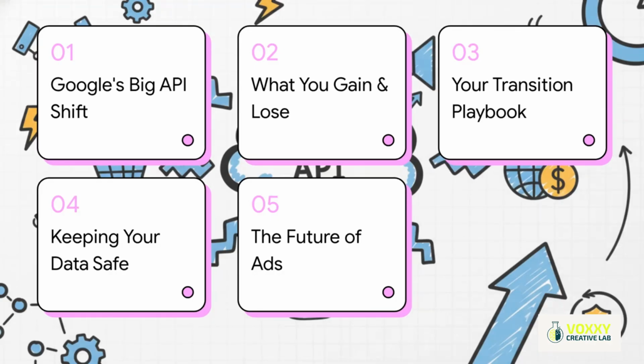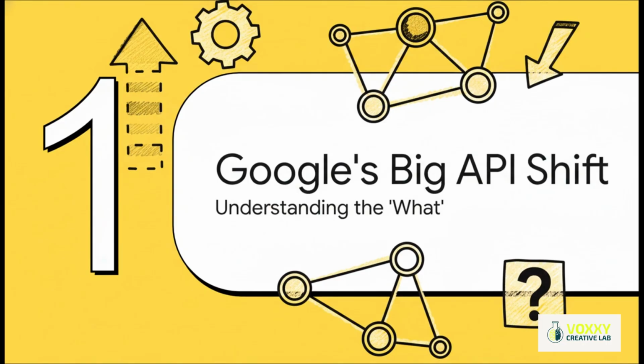First, we're going to unpack what's actually changing. Then we'll look at what you're gaining and what you're losing. After that, we'll give you a step-by-step playbook for the transition, talk about keeping your data safe, and finally, we'll zoom out and see what this all says about where advertising is headed. Okay, let's dive right in.